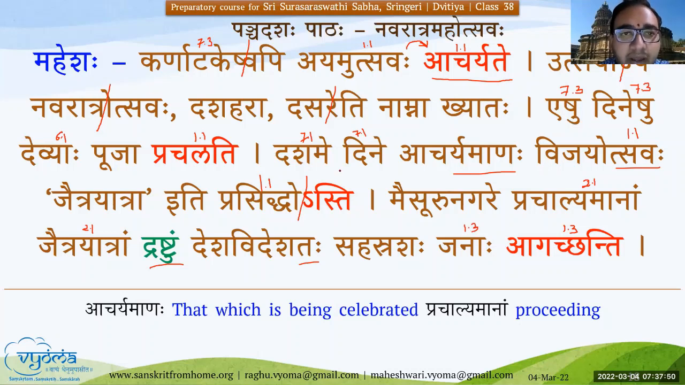On this slide, we have seen two words which are actually the present continuous, that is Acharya Manaha and Prachalya Manaha. Now, Acharya Manaha is because it is referring to Vijayotsavaha, okay? And hence it is Pullinga. Now, if you are referring to Strilinga, then it would have become Acharya Mana. And if it is Napumsakalinga? Acharya Manam. Very good.